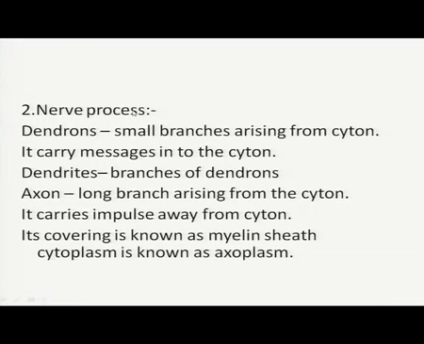Now, coming to the nerve process, dendrons, the small branches arising from the cytone. From the cytone or cell body, there arises small branches, and those small branches we will call as dendrons. Then, when the dendrons branch, those branches of dendrons are known as dendrites.